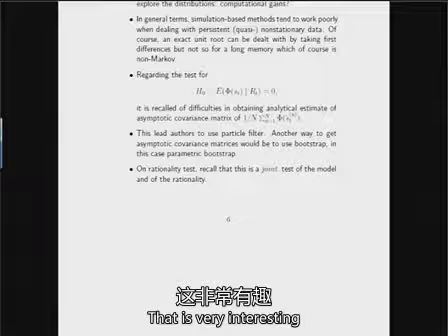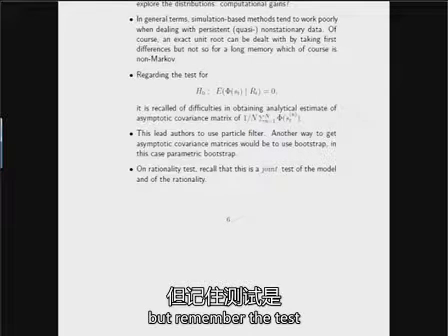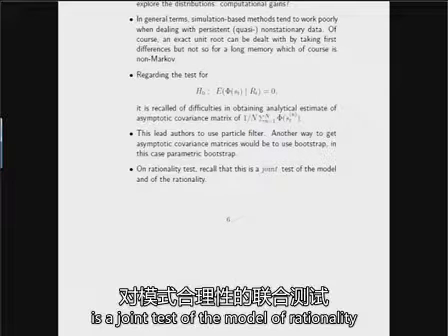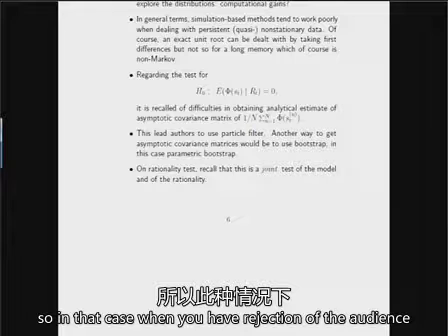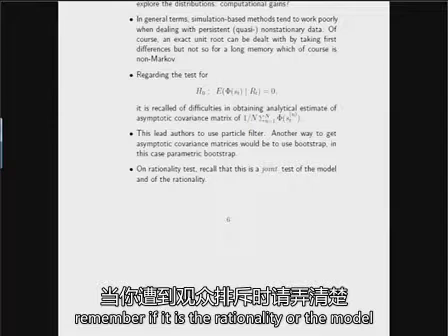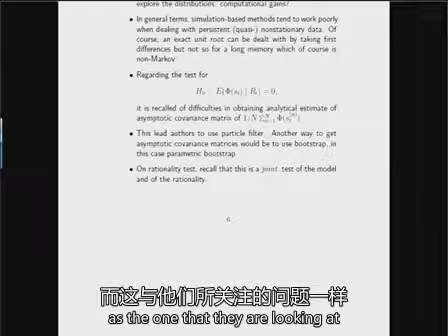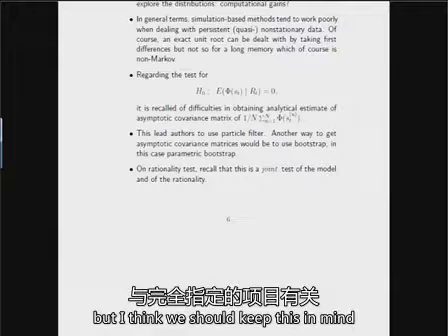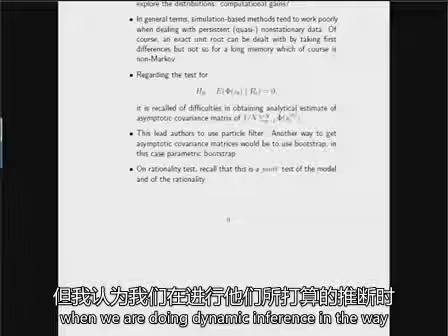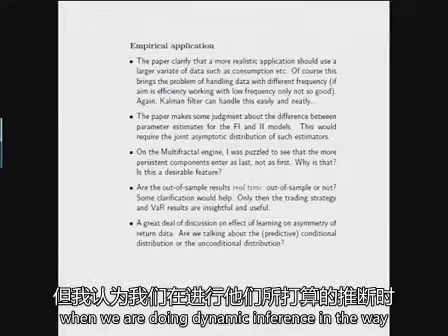The rationality test is very interesting, but remember that a rationality test is a joint test of the model and rationality. So when you have a rejection of the null, you have to ask: is it the rationality or is it the model? This arises whenever I deal with a fully specified model, like the one they are looking at. But I think we should keep this in mind when we do dynamic inference in the way that they aim to do.